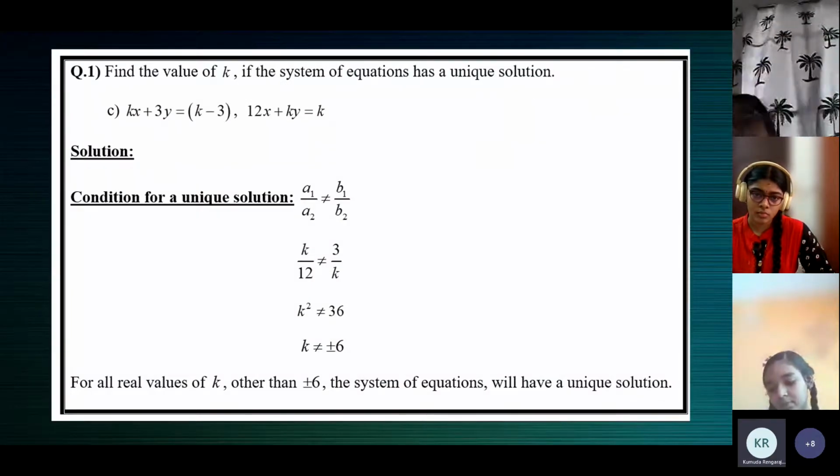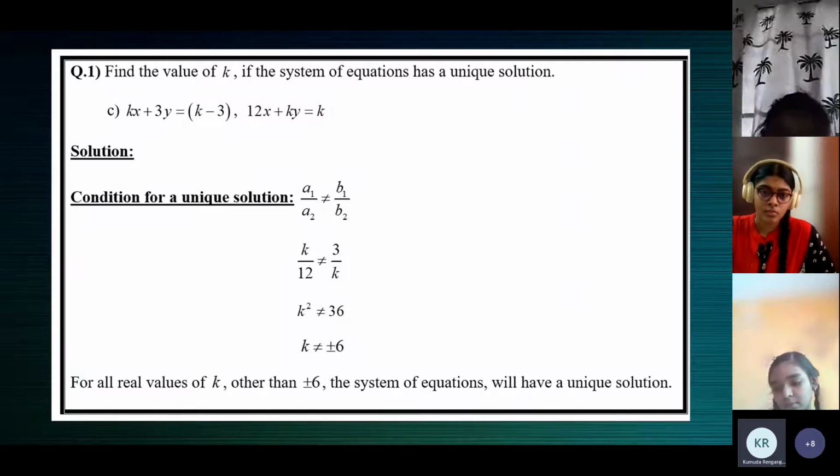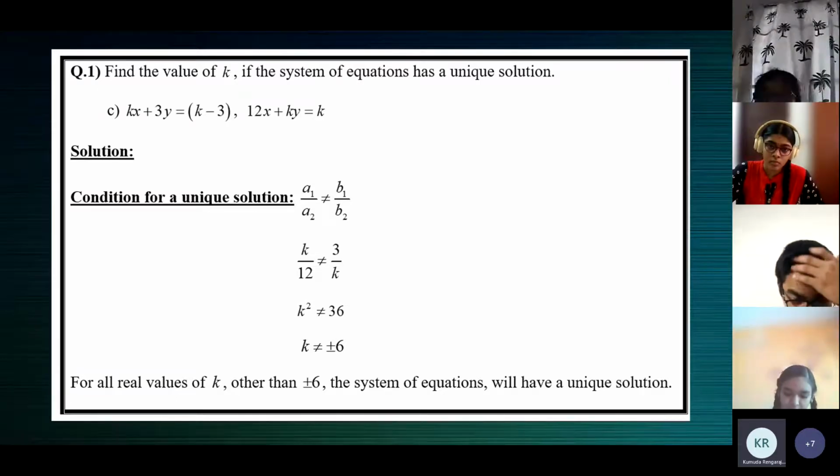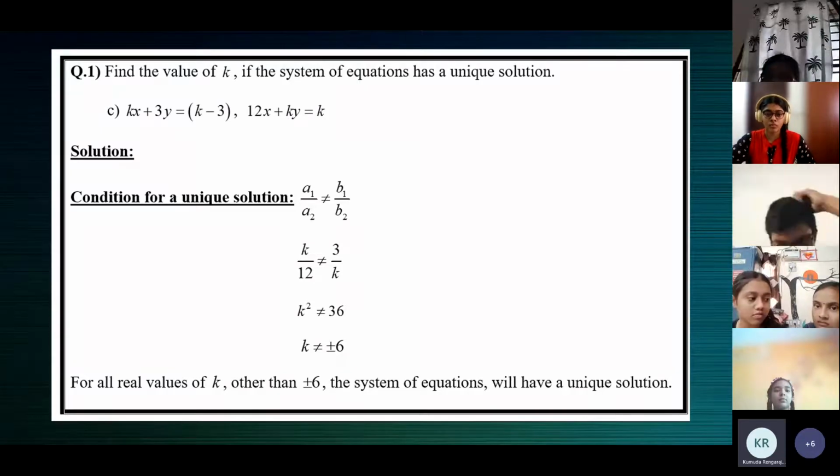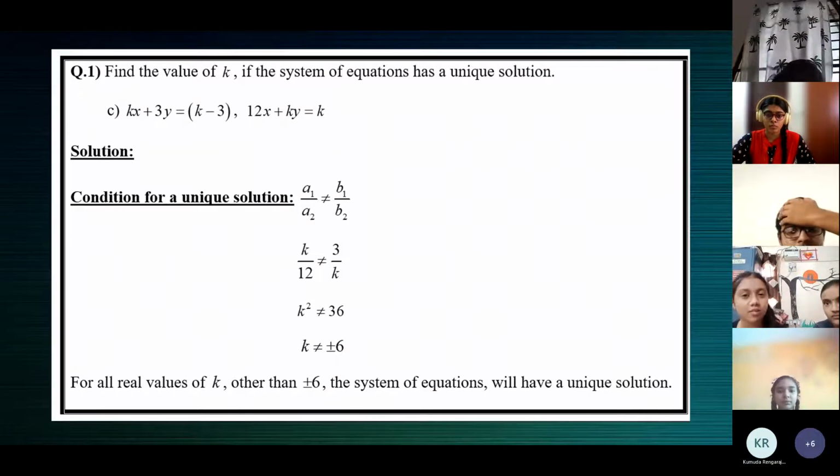Yes. Same thing, children. So see here, you get k square is not equal to 36, so k is not equal to plus or minus 6. So k should not be plus 6, k should not be minus 6. Other than this, there are so many values, real numbers, so many real numbers other than 6 and minus 6. So for all those values, the system of equations will have a unique solution. Take a picture.